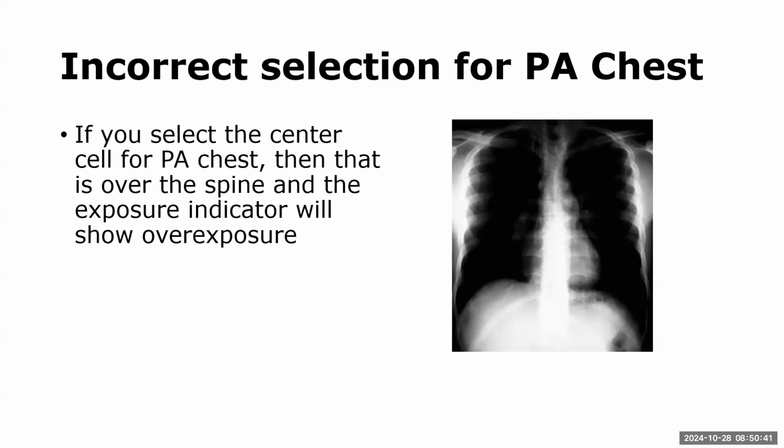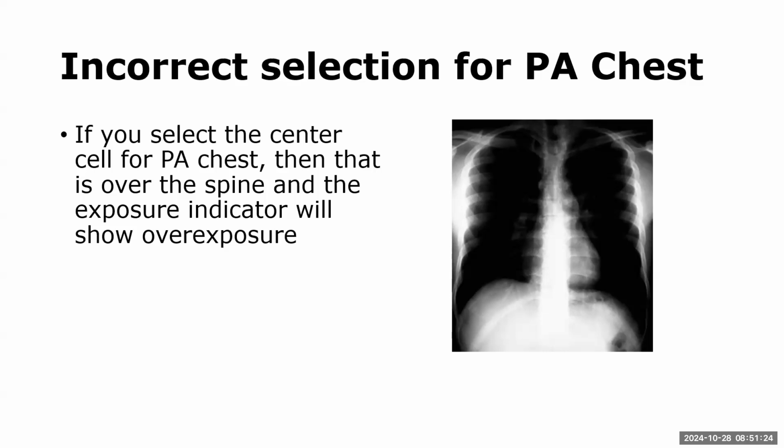If we chose the wrong photocells, let's say we select the center photocell for the PA chest. We messed up and we didn't take it off of lateral from the last patient and we shot it, which we can't do with our equipment. But anyway, let's say we shot it on the lateral setting for the PA. So it's reading right through what? What photocell is selected if we have the center one? I mean, what anatomy is under that photocell? The spine. So if we select the center cell for a PA chest, then that is over the spine and the exposure indicator is going to show overexposure.